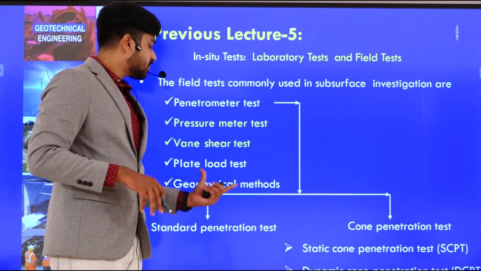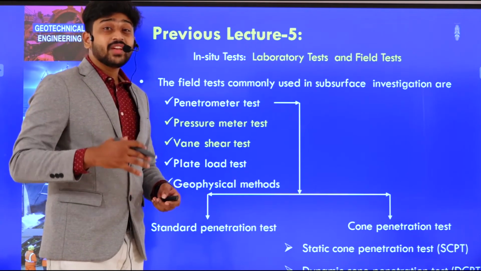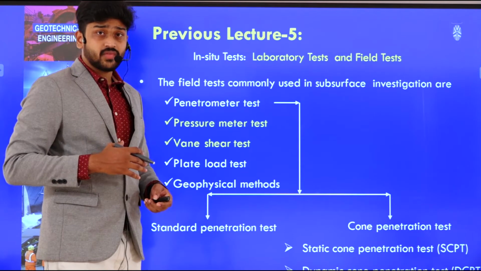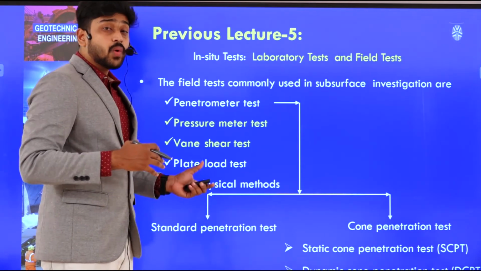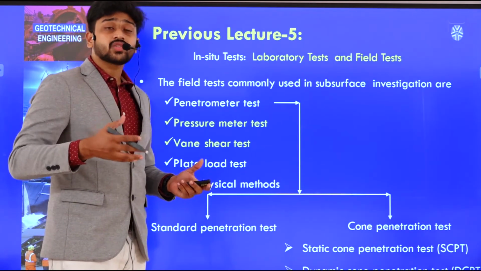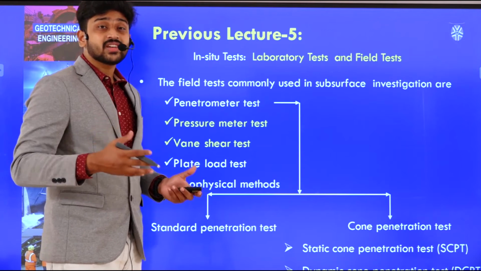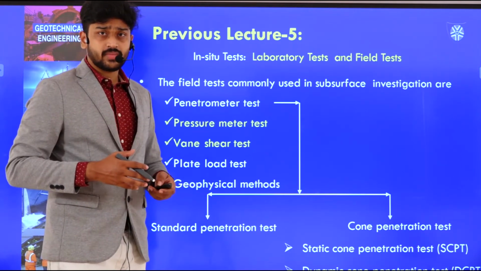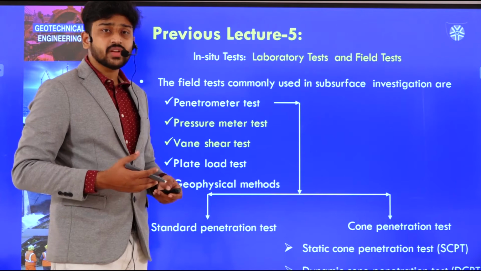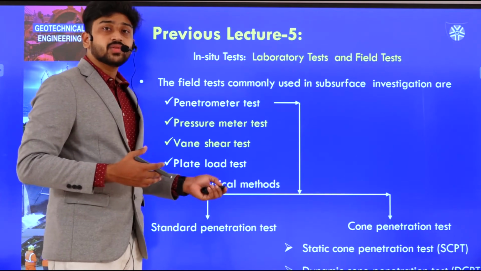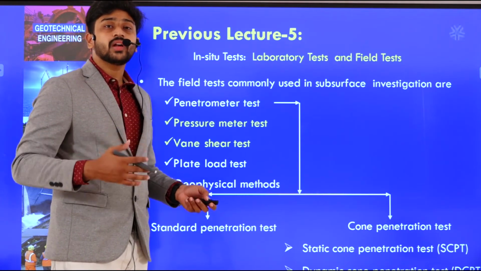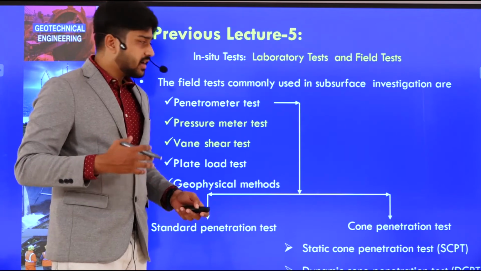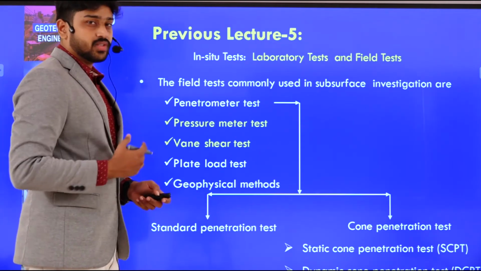But in the case of geophysical methods, we will try to understand how the properties or the soil type are analyzed without any excavation. From the ground surface itself, we try to understand the soil type using these geophysical methods. Clear? Let us try to understand more in detail about this.